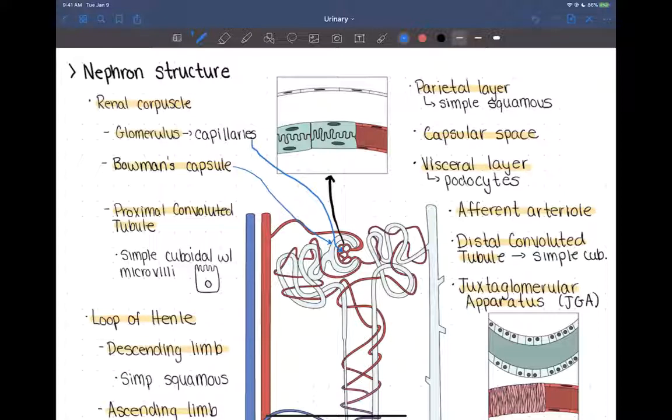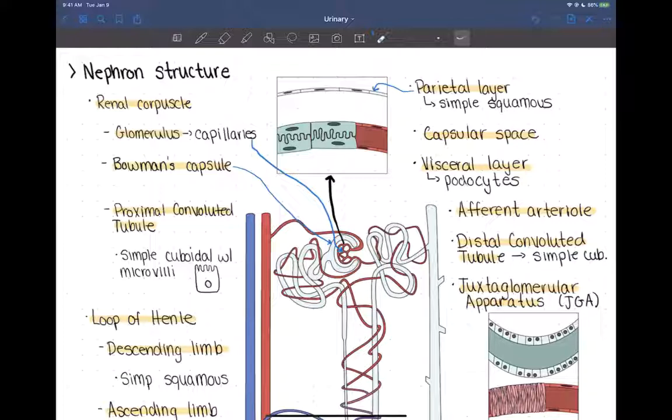And so if we zoom into this little section here of Bowman's capsule and glomerulus, that's what we're looking at in this picture. This will be even more microscopic, the cells that you find there. Okay, so when we look at this image, the Bowman's capsule would be this outer layer here, right? That specifically is the parietal layer of the Bowman's capsule, and it's just made of simple squamous. Okay, so this light blue layer here would just simply be simple squamous cells.